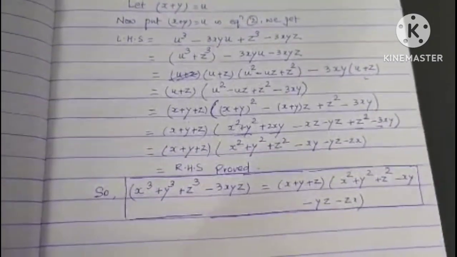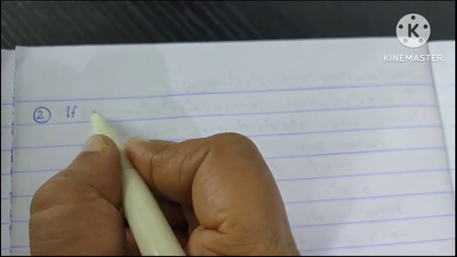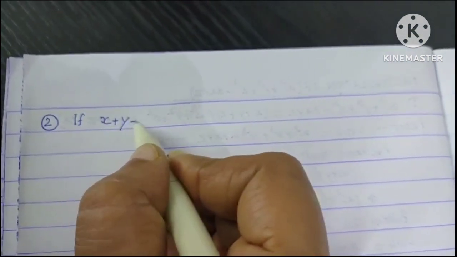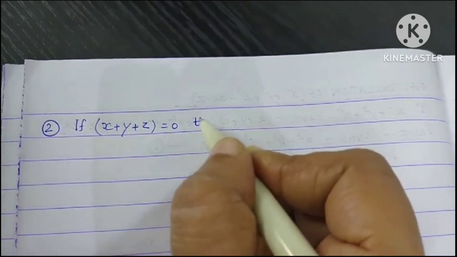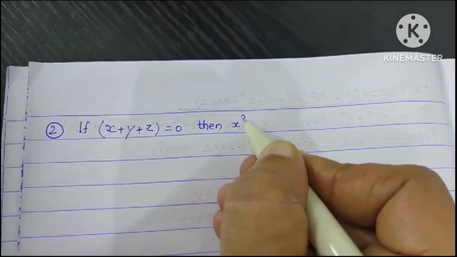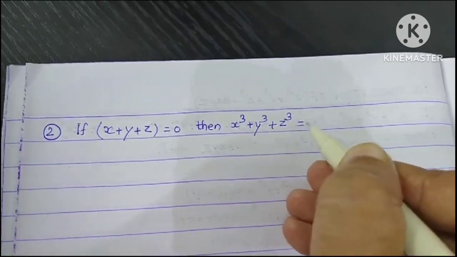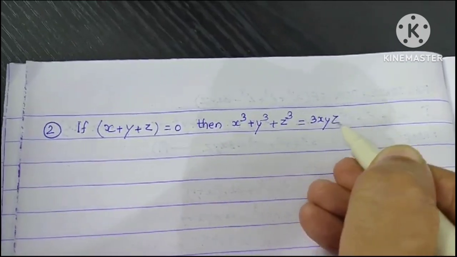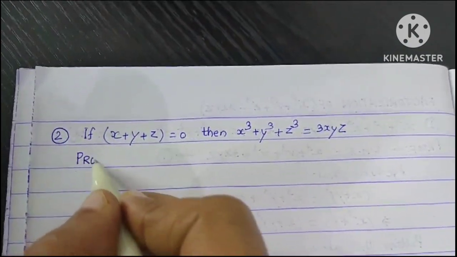Now let's see the second one. What is the second one? The second one is, if x plus y plus z is equal to 0, then x cube plus y cube plus z cube is equal to 3xyz. So let us see its proof.